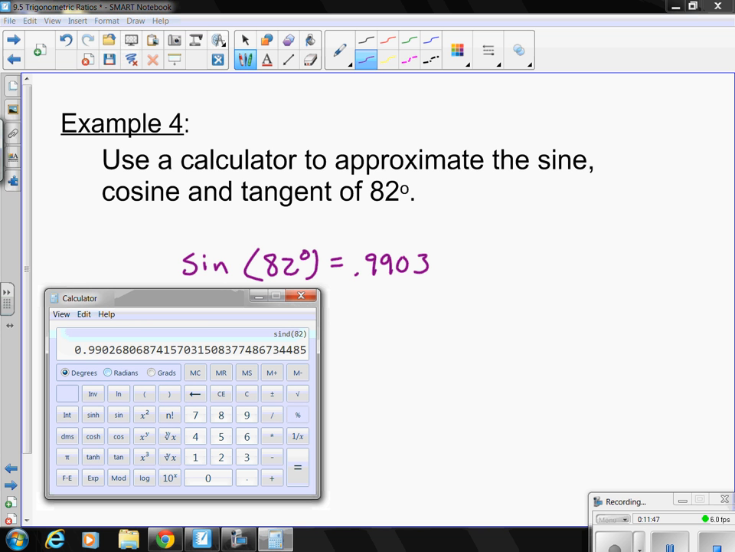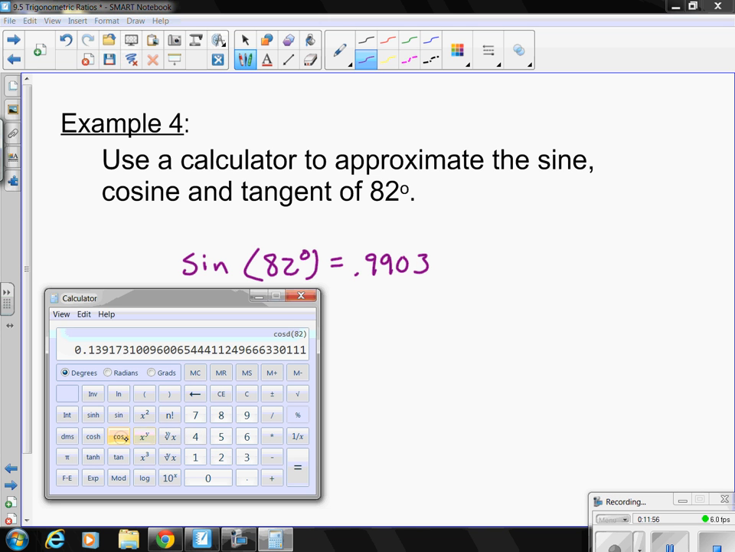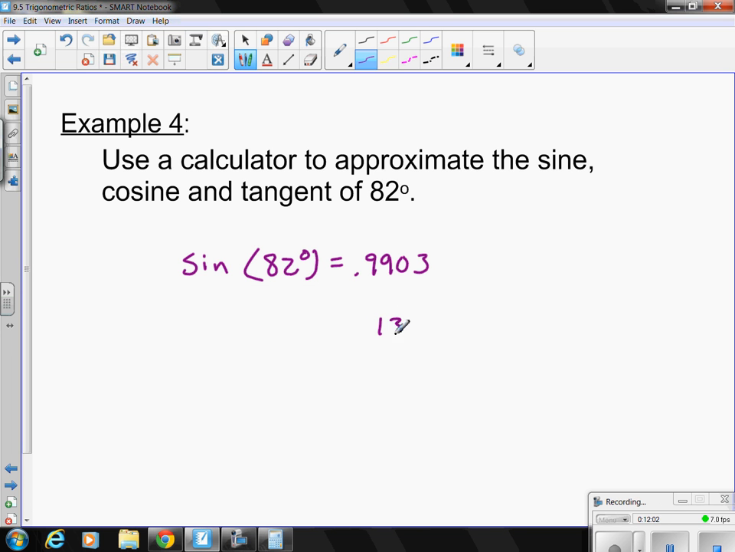Okay. If I want to do cosine of 82, type in 82 first on this, and then cosine. So cosine 82 is 0.1392.